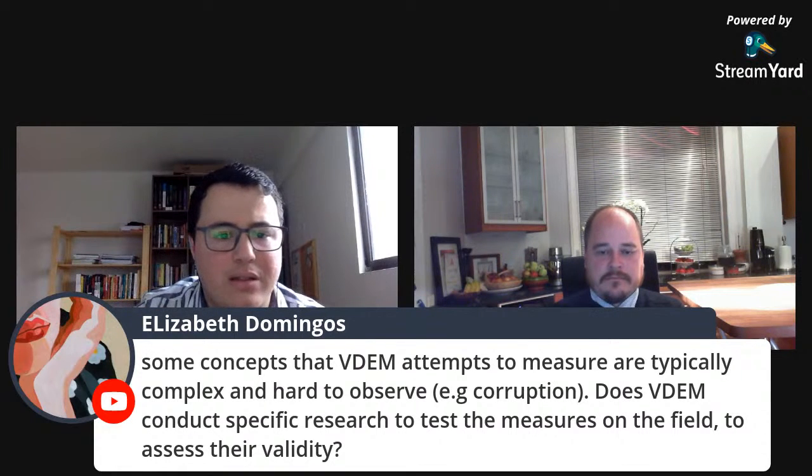She's asking, some concepts that V-Dem attempts to measure are typically complex and hard to observe, like corruption. Does V-Dem conduct specific research to test the measures on the field to assess their validity? Yeah, another good methods question. If you want to look, there's a really good validation piece on the corruption measures in V-Dem by Kelly McMahon, Jan Theorell, Brigitte Seim, and others. I don't remember exactly where it was published, but this type of research on validation has been a core part of the project and led to several data articles on both the methodology and the validity of these measures.